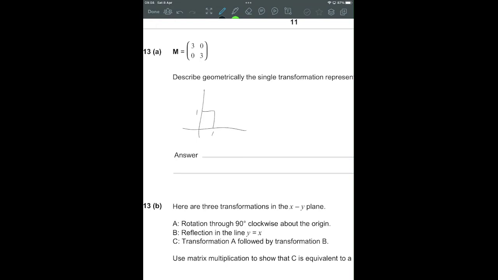If I were to multiply up, then we get the square up there. Remembering 1, 0 goes to the first column, 0, 1 goes to the second column. So the square's just got 3 times bigger. So this is an enlargement. We use the word enlargement when it gets bigger in every direction, of scale factor 3.